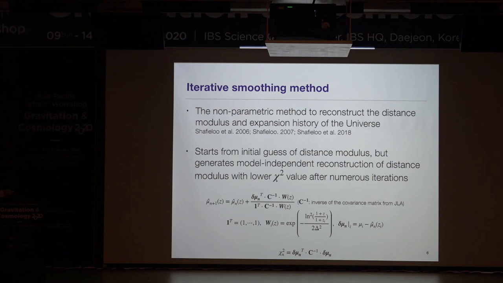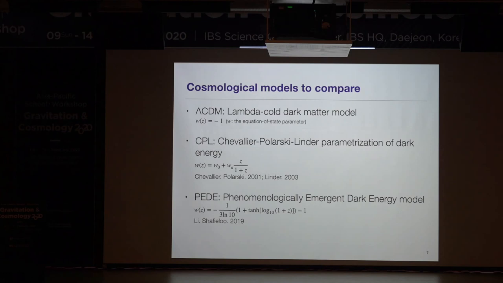And also, we can calculate the chi-square value by using the covariance matrix from JLA and the residual of the distance modulus from the reconstruction and the distance modulus from the data. So you can see the equation over here. I'm not sure if you can see this clearly. We reconstructed the distance modulus just as shown on this slide, and then we choose three different cosmological models to compare them with the reconstructions.